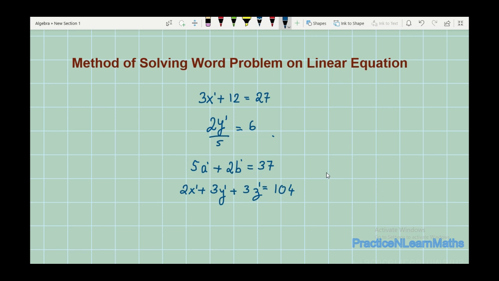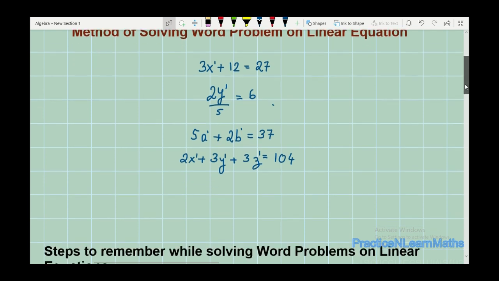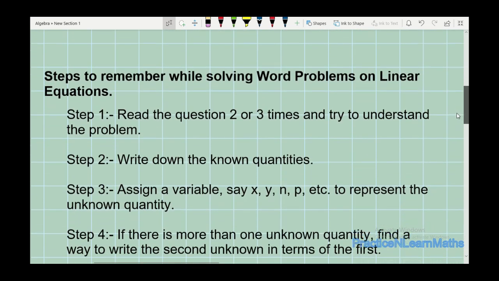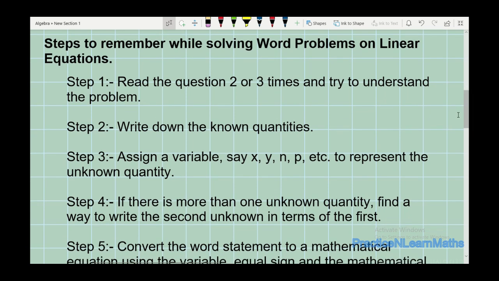In my earlier videos, I have mentioned 6 unique steps to solve these type of problems. They are as follows. You see, steps to remember while solving word problems on linear equations. First step is you should read the question 2 or 3 times very carefully and try to understand the problem.